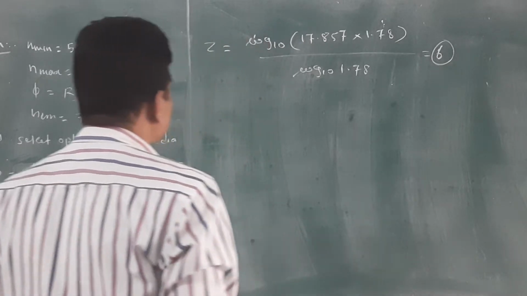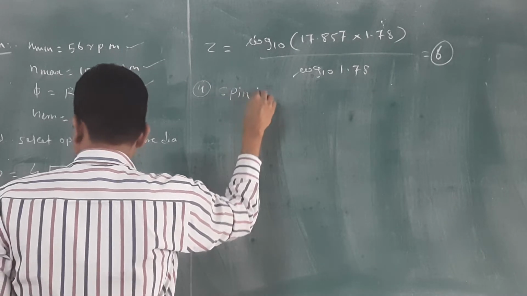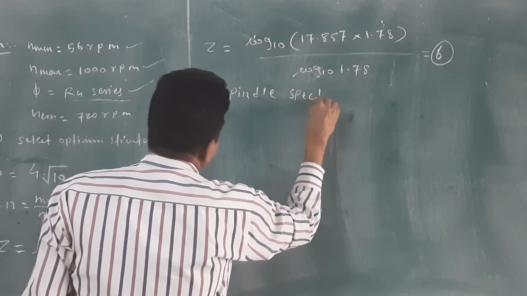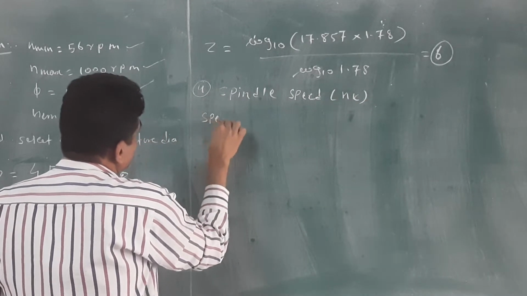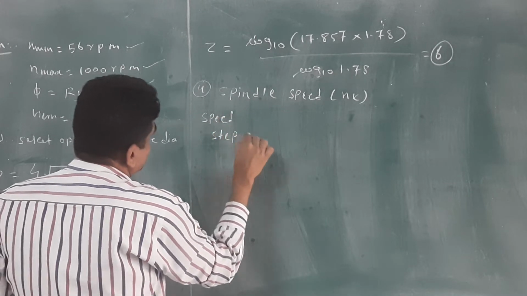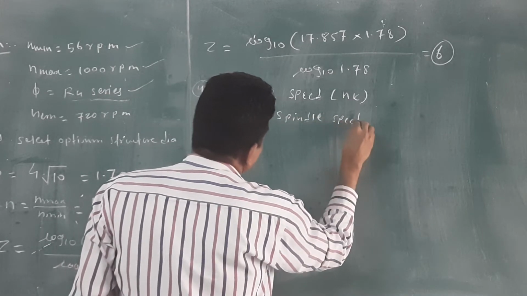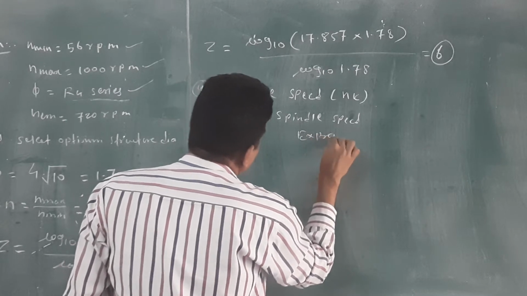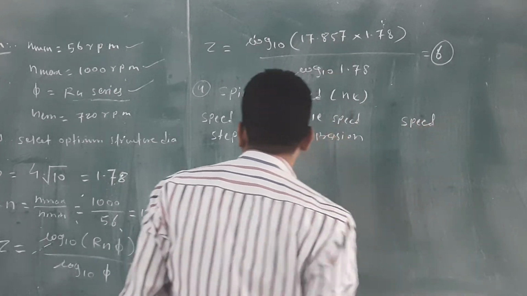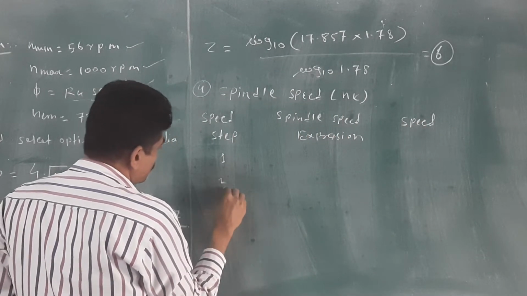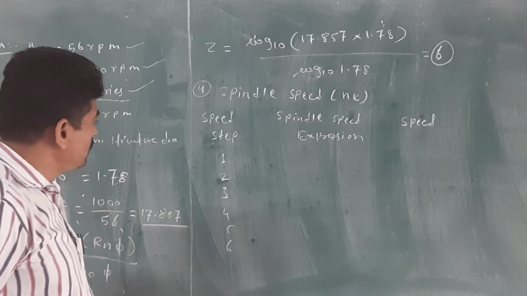Once you have got the number of speed steps, then we want to calculate the particular spindle speeds. Okay, the next step is the spindle speed, denoted by Nk. First we want to make the table of speed steps and spindle speed. I will write the equation for the spindle speed. How many steps are there? 1, 2, 3, 4, 5 and 6 steps are there. Therefore we can calculate.